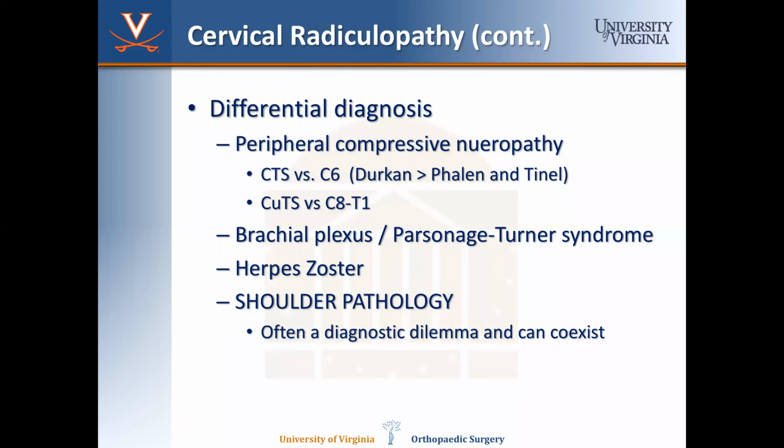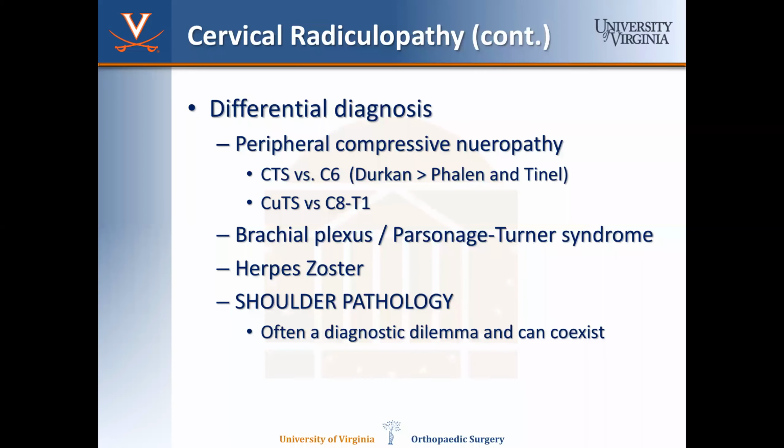Herpes zoster virus hides up in the dorsal root ganglion, so people can get burning pain in a dermatomal distribution. It's most commonly in the thoracic or abdominal region, so the thoracic nerve roots, but it can happen anywhere. And then shoulder pathology is not uncommon. You've seen us hand people back and forth for shoulder versus neck, and it can be both. People can have a small cuff tear and some osteophytosis and foraminal stenosis.